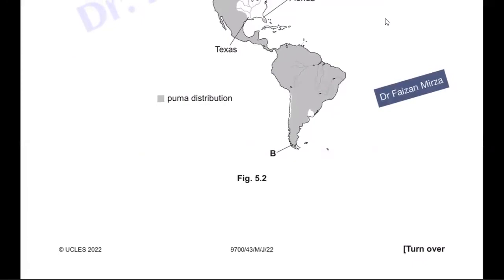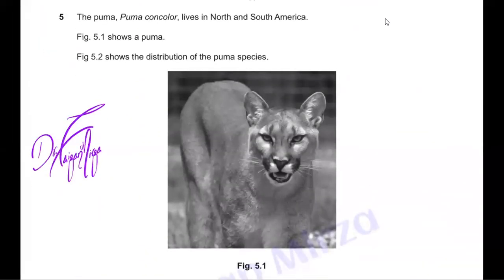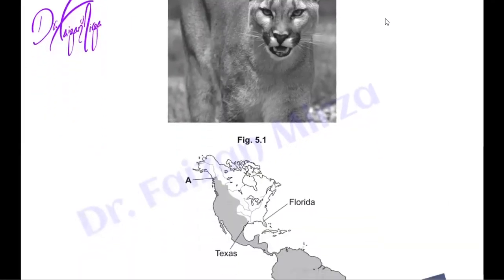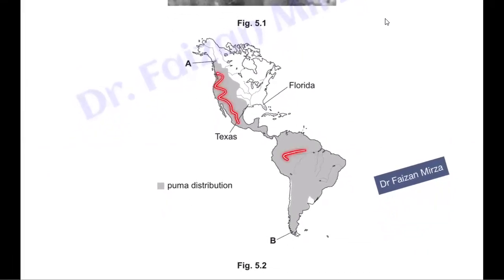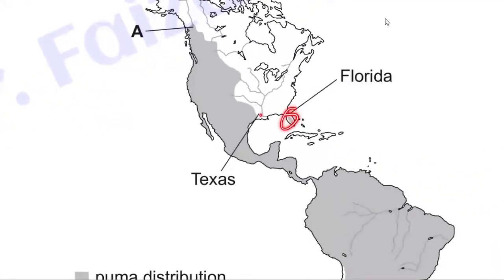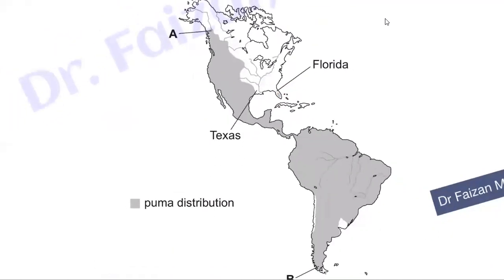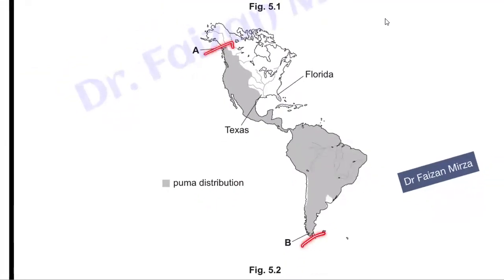This is March 2022, variant 43. So this is the puma, shown to you in North and South America. Figure 5.1 shows the puma. The distribution of the puma is shown in figure 5.2. So this is the 5.2 figure, and we can see that all these areas which are highlighted are the ones where the puma is distributed. And there's this region in Florida, close to Texas, where there's a population of puma as well. There's a region B and there's a region A, which are towards the end of the belt where the puma is present, and they are pretty distant from Florida and Texas, which you can see from the map here.